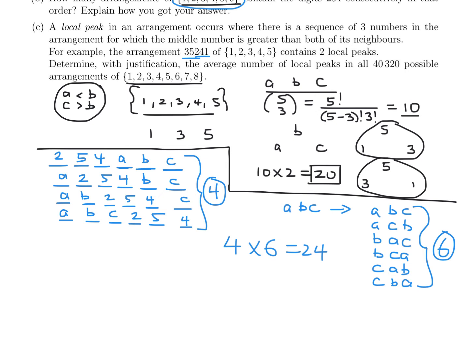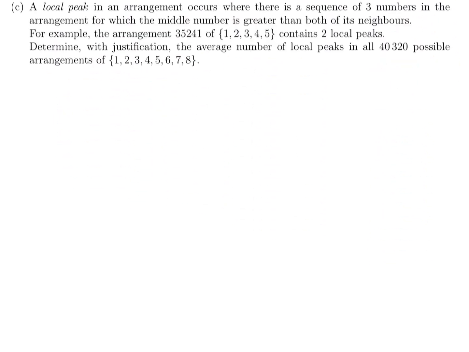Determine with justification the average number of local peaks in all 40320 possible arrangements of 1 through 8. All right. So let's give ourselves some room. So first, I would like to explain where they got this from. 1, 2, 3, 4, 5, 6, 7, 8. There's 8 numbers this time. So because there's 8 numbers, for the first number you have 8 choices. For the second number, you have 7 choices because they cannot be the same. It has to be different numbers. 6 choices for that number, then 5 remaining choices, then 4 remaining choices, 3, 2, 1.